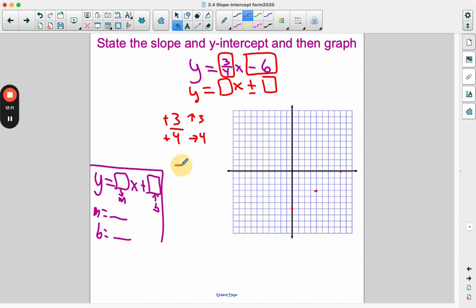A positive slope could also be a negative over a negative. That would still give us a positive 3/4. So I could also think of this going down 3, left 4. So from that initial point, if I go down 3, left 4, I can put a dot, and notice that's still on the same line. And then to graph that, we put our arrows at the ends.